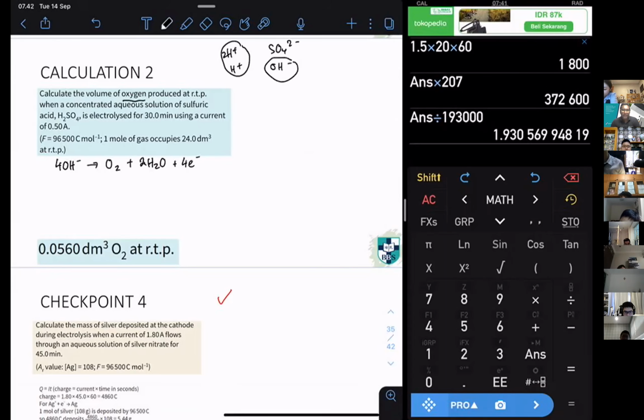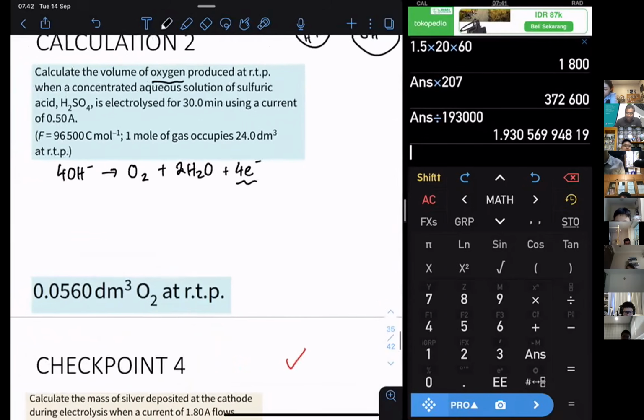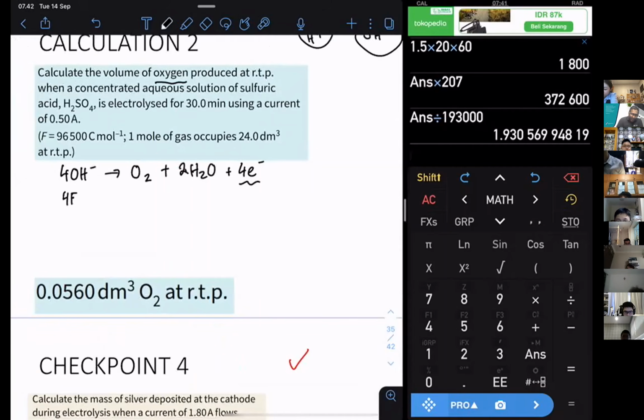So here, it's going to be the same thing. What we need to look at is that this is 4 electrons. So it means now 4 Faraday is required to produce 1 mole of O2. You write from the equation first. And then 1 mole of O2 occupies 24 dm cube, so you write down 24 dm cube.